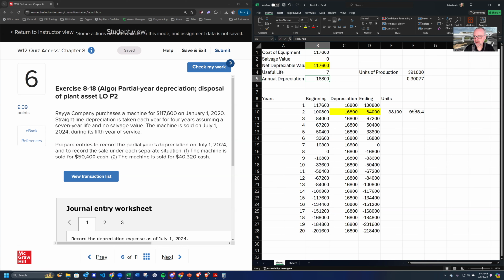All right. Now we'll take this out and this just for that. Now the machine is sold on July 1st, 2024. So let's just put this in here over here. So we keep the string 2020, 2021, 2022, 2024. Okay, so now that we've got that, we know where it's at.